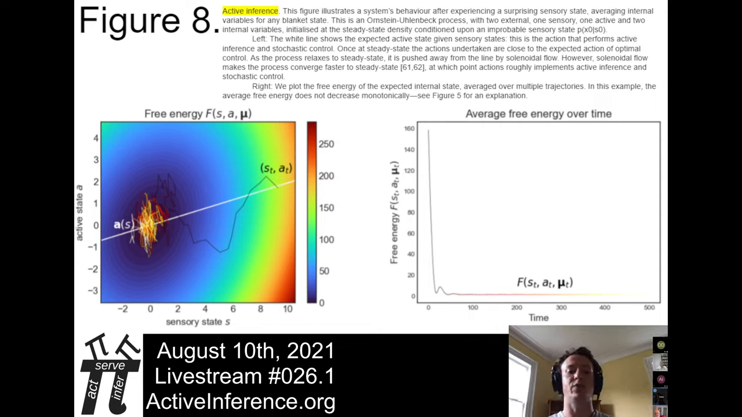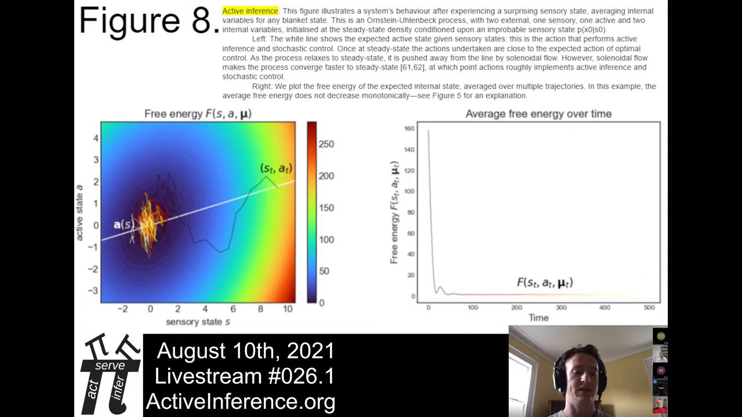Because of that, even after you average across trajectories, the free energy will not monotonically go down, but it'll actually follow some average trajectory that has some curvature to it. So that's an actually interesting interpretation in the active inference sense, because it's showing that on the way to the free energy minimum, it's not necessarily going to take the path laid out by the most likely active state given sensory states. It might actually take a more circuitous route and will end up on the white line by the time it's at the minimum, but its journey to that white line on average and in individual realizations will not actually be along the white line.